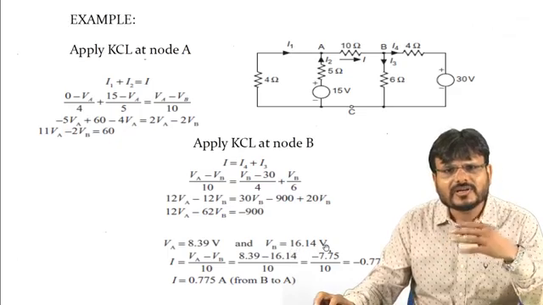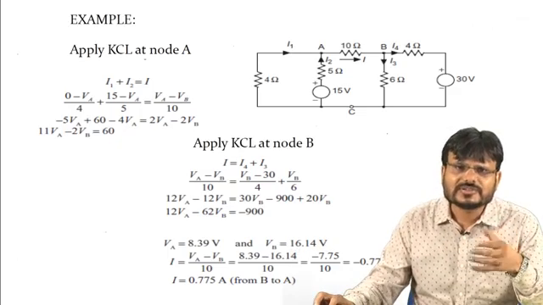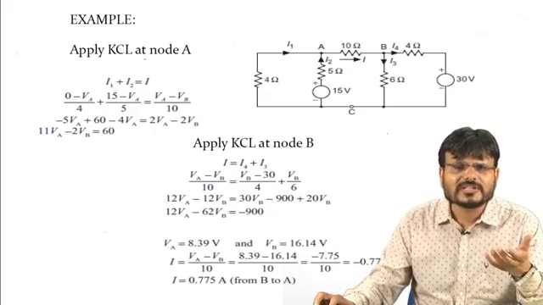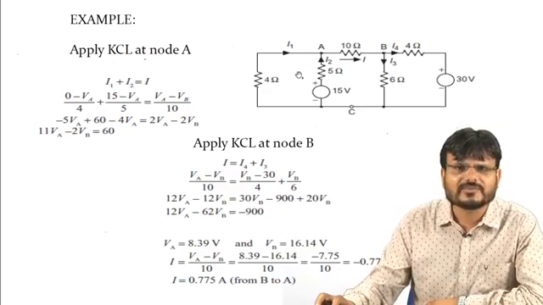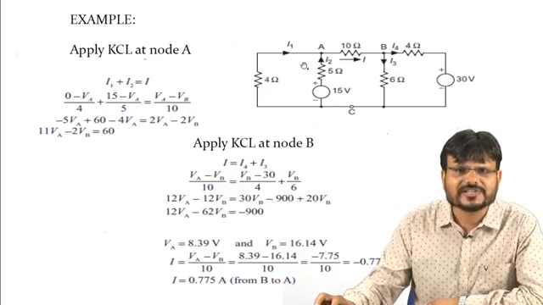Now you have all the potentials, so you can easily calculate all the branch currents. Suppose you have to find the current I1. So I1 is equal to what? 0 minus VA upon 4. VA is equal to 8.39. So 0 minus 8.39 divided by 4.